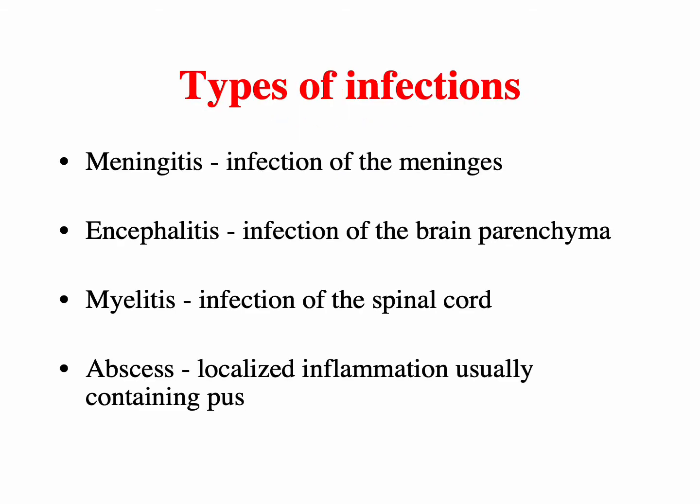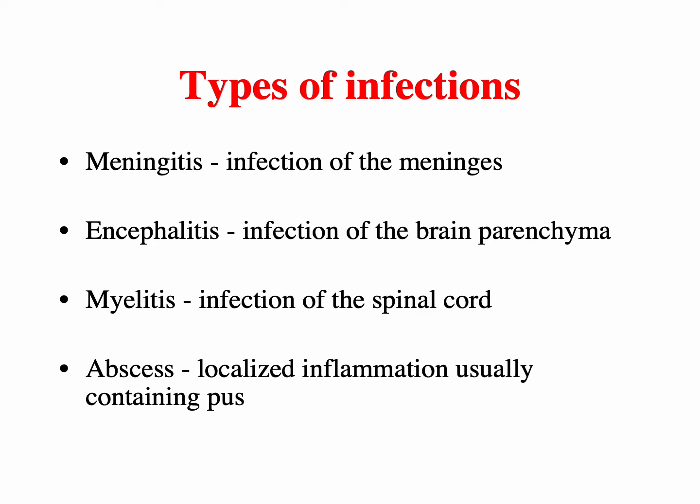So today we're going to look at central nervous system infections. There are different types of CNS, or central nervous system, infections. They are listed here: you have meningitis, encephalitis, myelitis, and abscess. These classifications or groupings are basically based on the location of the CNS infected.